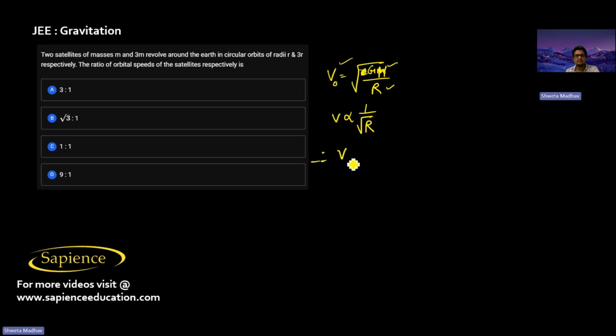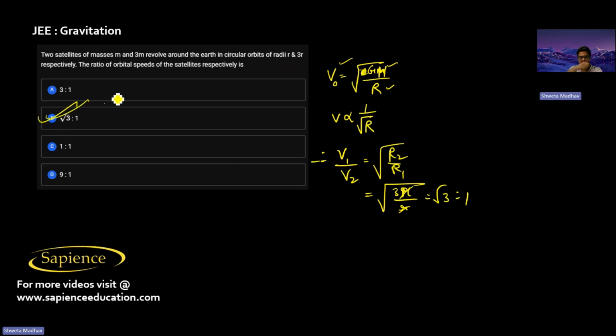So therefore, I can say the ratio of the orbital speeds, V1 by V2, will be equal to root over R2 by R1, which is equal to root over 3R by R. So it will be equal to root 3 is to 1. So it is root 3 is to 1. So option B is the correct answer.